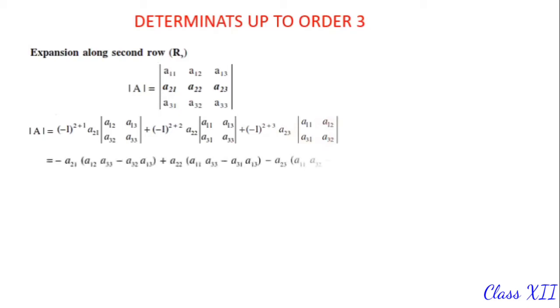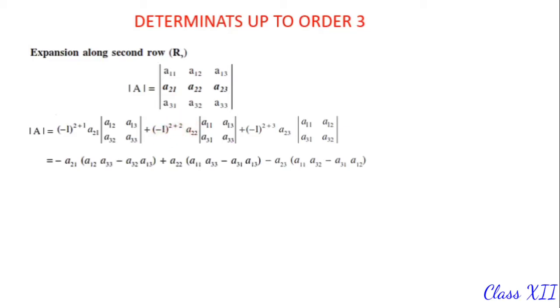Now we have to expand it. (Minus 1) to the power 3 is minus 1. So minus 1 into A21 is minus A21, into the diagonal elements multiplied, A12 into A33 minus A32 into A13. Here (minus 1) to the power 2 plus 2, 2 plus 2 is 4.